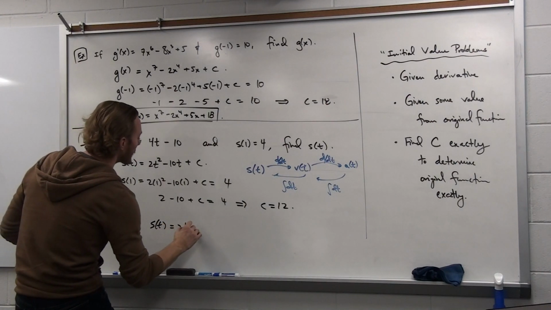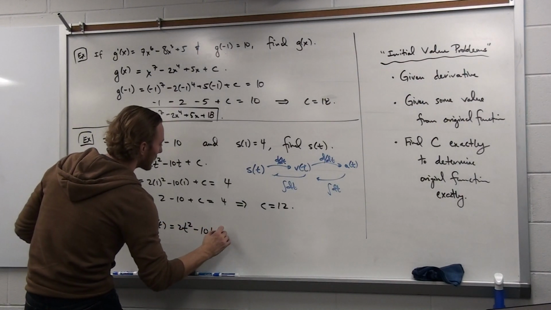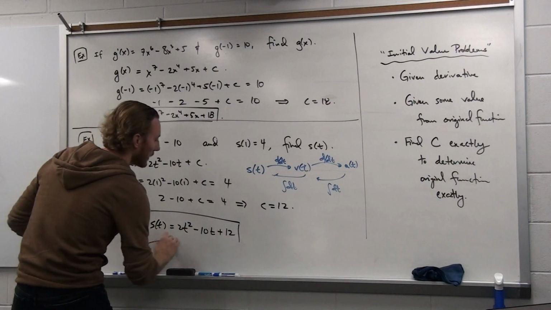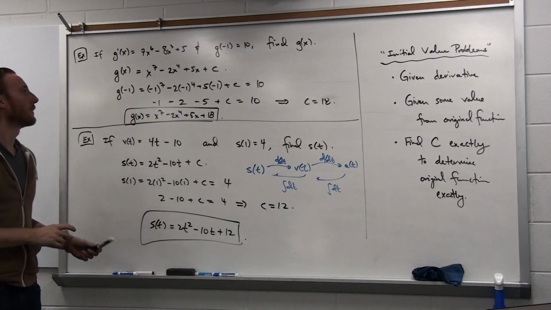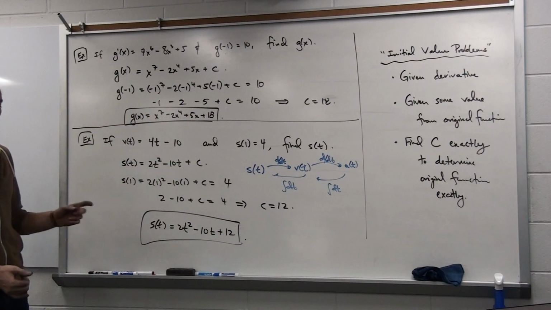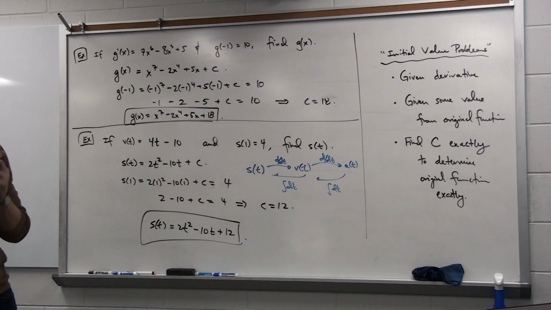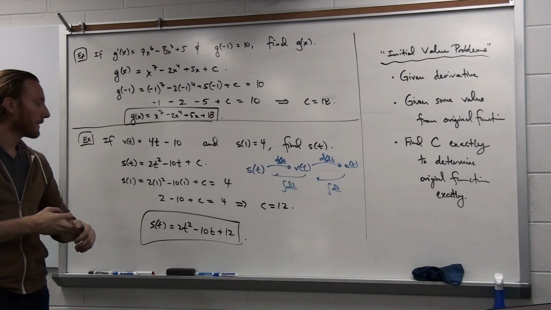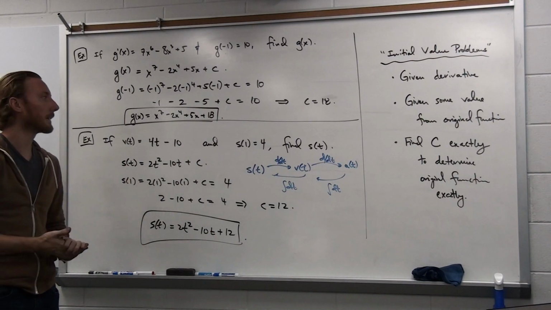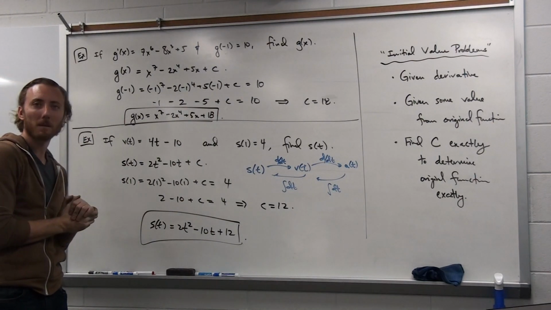Because the only thing originally preventing us from knowing what s of t was, was knowing what our constant c was. If you're given a derivative, if you're given a piece of information about the original function, you can find c exactly, then you can communicate the original function exactly, and well, you can get yourself 6 to 8 points on the test too.